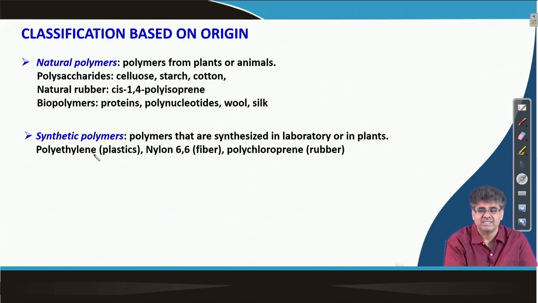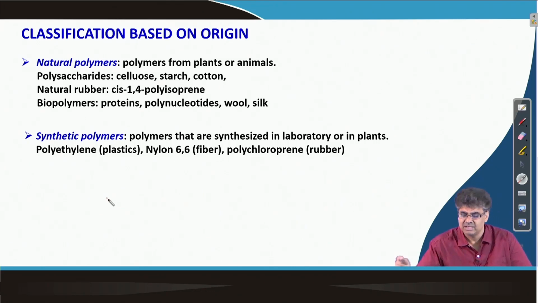We can also have completely synthetic polymers. As we discussed, in 1907 Baekeland was the first who synthesized a completely synthetic polymer, bakelite. After that many polymers have been made, and most of the useful polymers in commercialized products nowadays are made of synthetic polymers. These are polymers synthesized in the laboratory or in plants, from synthetic origin like petroleum products or natural gas and so on. So, those are synthetic polymers.